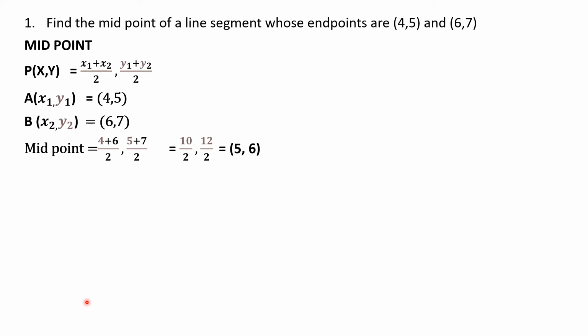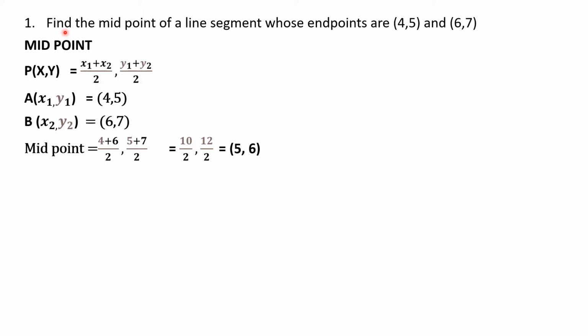In this video, we are going to see how to use the midpoint formula to solve some special problems. So to find the midpoint of a line segment whose coordinates are (x1, y1) and (x2, y2), the midpoint formula P (x, y) is (x1 + x2)/2, (y1 + y2)/2.